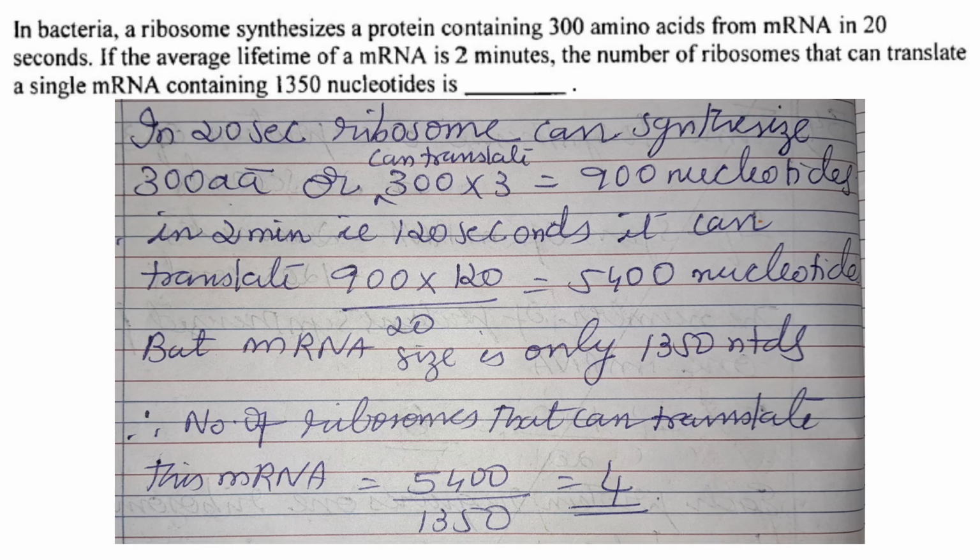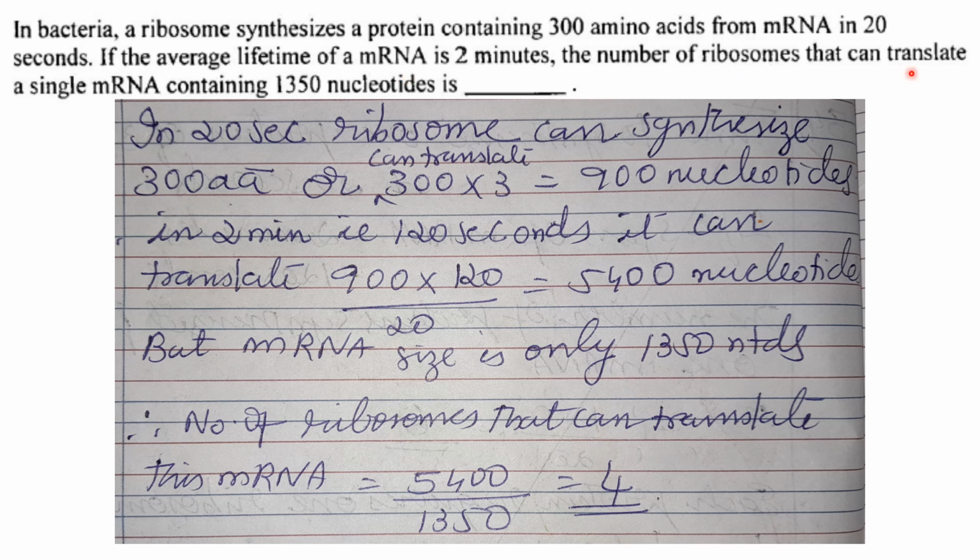Then next one. In bacteria, a ribosome synthesizes a protein containing 300 amino acids from mRNA in 20 seconds. Okay. The average lifetime of mRNA is 2 minutes, that is 120 seconds. Convert. When you see two different units, convert. See the question, what they have asked, whether it is in minutes or seconds. So according to that you convert. So average lifetime of mRNA is 2 minutes, that is 120 seconds.